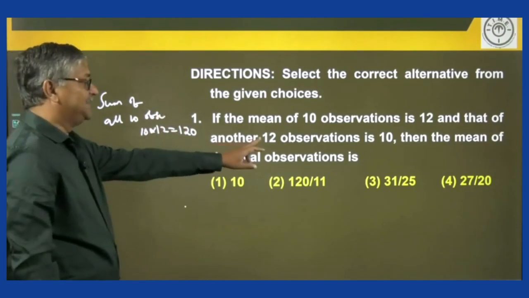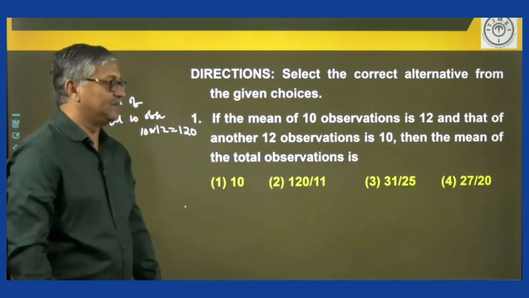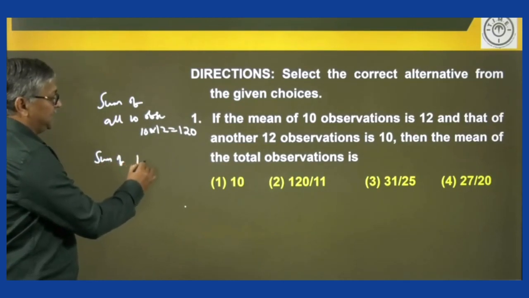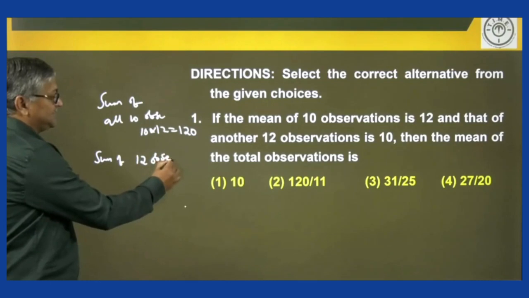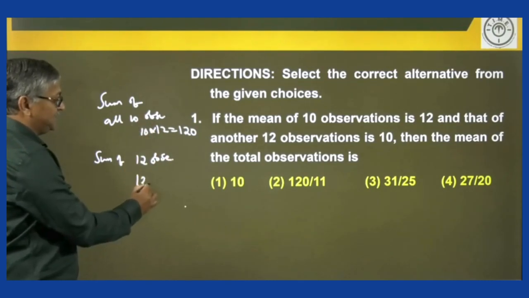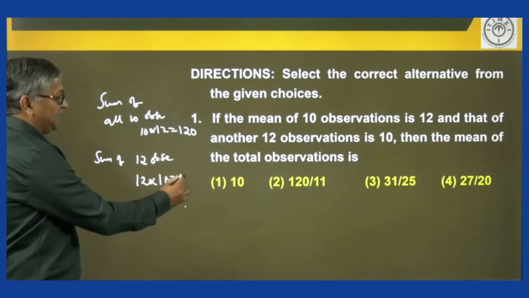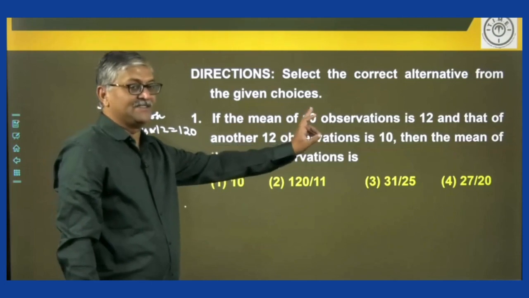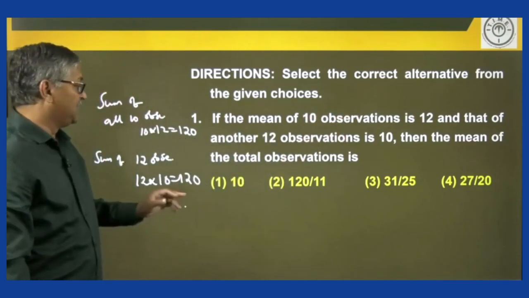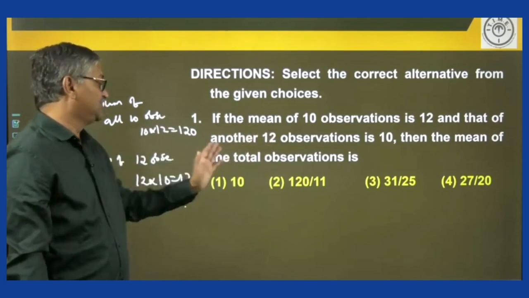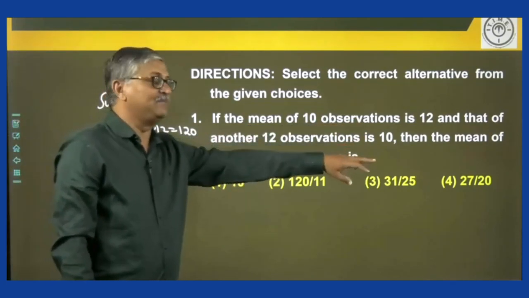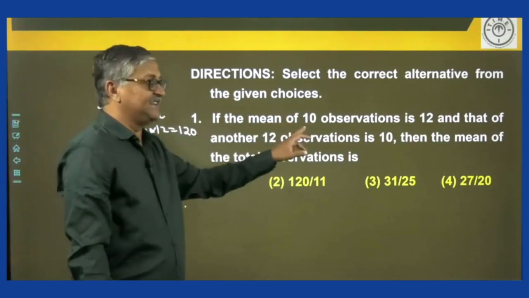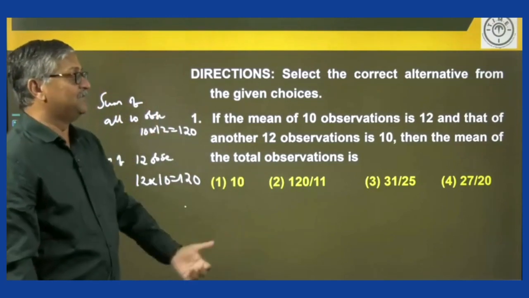And similarly, the mean of the 12 observations is 10. So what is the sum of the second 12 observations? It is simply 12 into 10, that is 120. The sum of the first 10 observations is 120. The sum of the second 12 observations is also 120. Now the question is asking for the mean of the total. How many total observations? First case 10, second case 12, so total 22 observations are there.